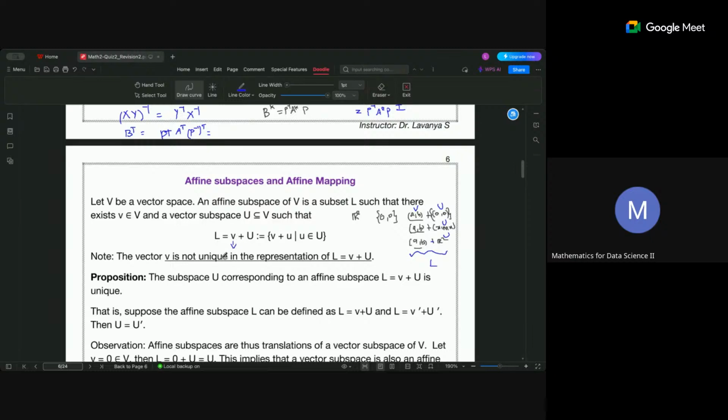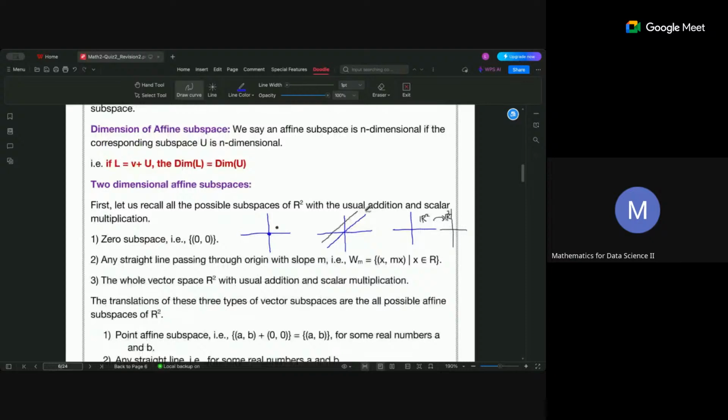This V is not unique, but this U is unique. Okay, this V is not unique, but this U is unique for an affine space. What does that mean? Suppose you have a line like this. Let us say this is y is equal to x.